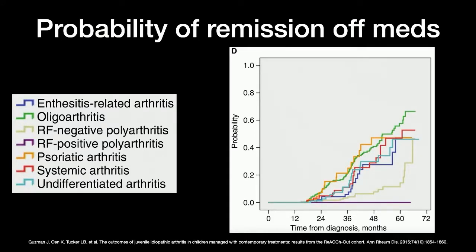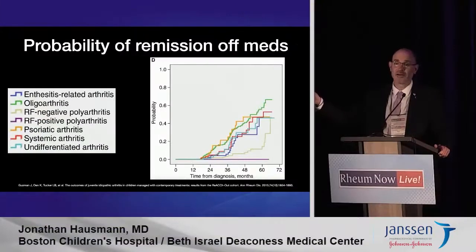So this is after 5 years. Notice in the bottom, the purple is RF positive polyarthritis. 0% of patients diagnosed with RF positive polyarthritis are in remission off meds at 5 years. These are your rheumatoid arthritis patients presenting in children. I can ask you, how likely is it that your RA patient will be off meds in remission 5 years after diagnosis? Very unlikely.